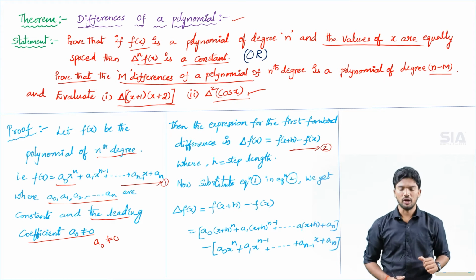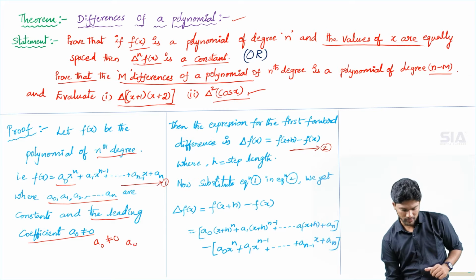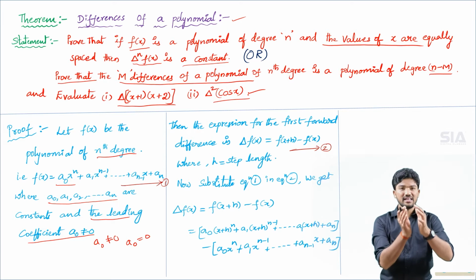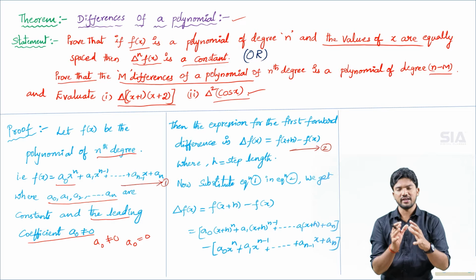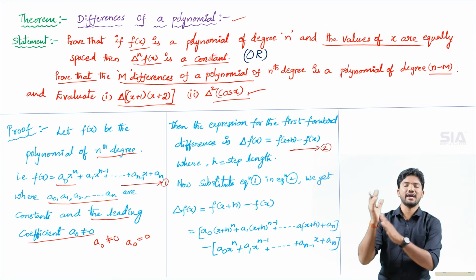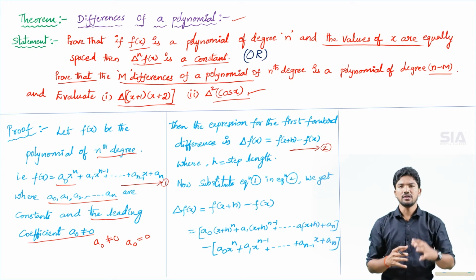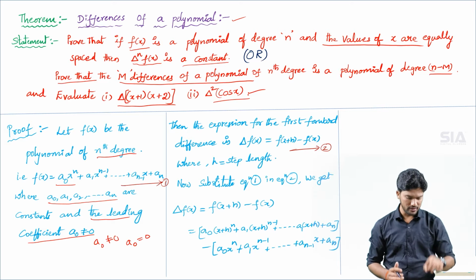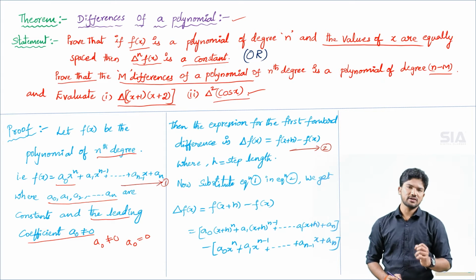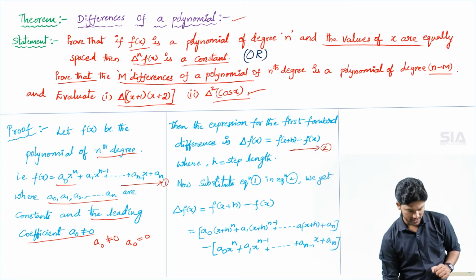If you take a0 equal to 0, then the first term will become 0. The x power n term will become 0. Then the x power n minus 1 term will give the degree of the polynomial. So that's why definitely a0 is not equal to 0.